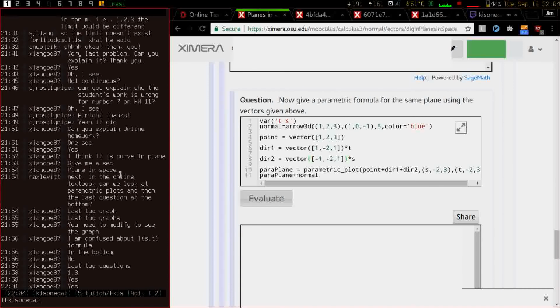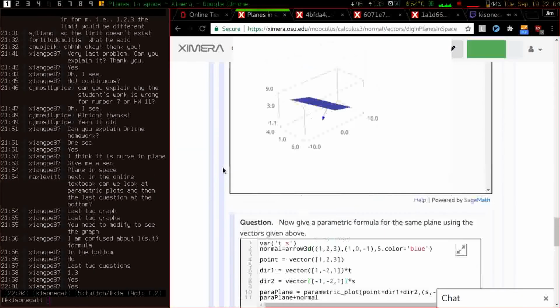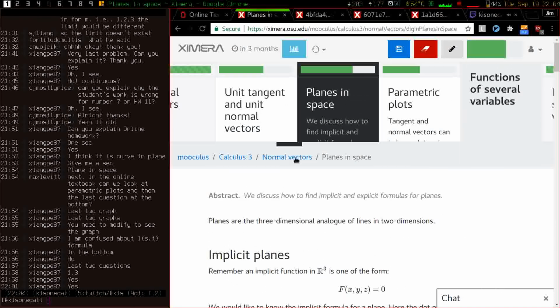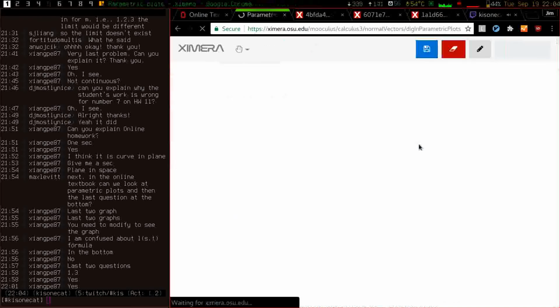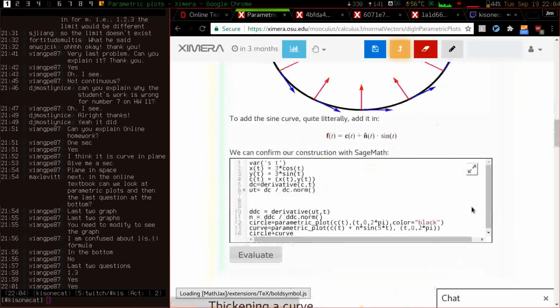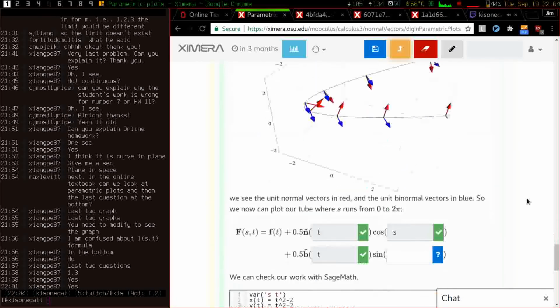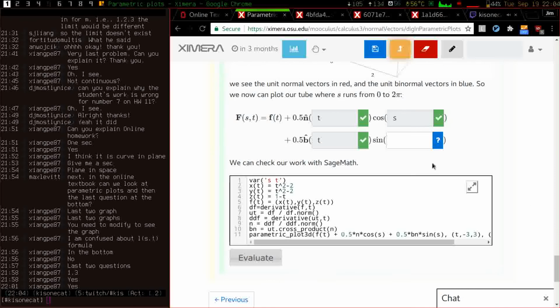Let's see, there's also a question to look at parametric plots, and then the last question at the bottom. Hopefully that helps with the curves in space business. Let's look at parametric plots. Oh yeah, this is another one of these things. Let's see, which problem is it? Is that this problem here that you want to look at, Max?